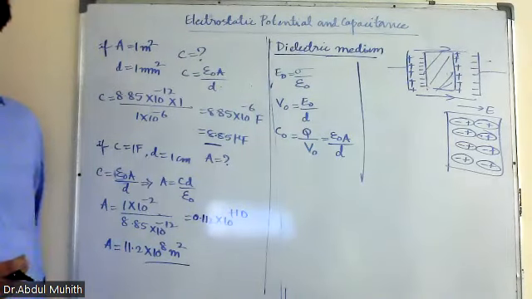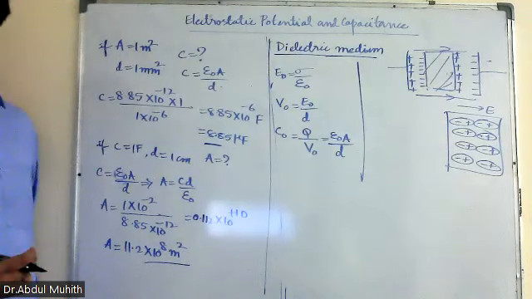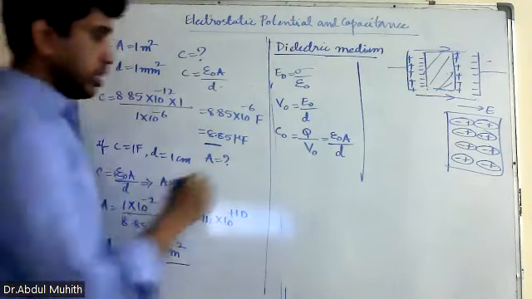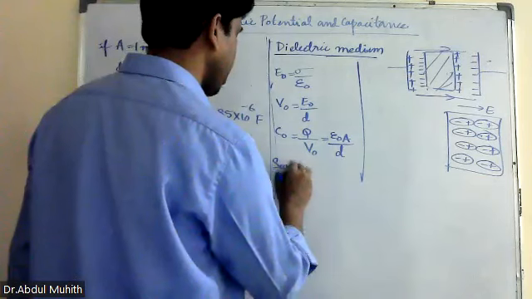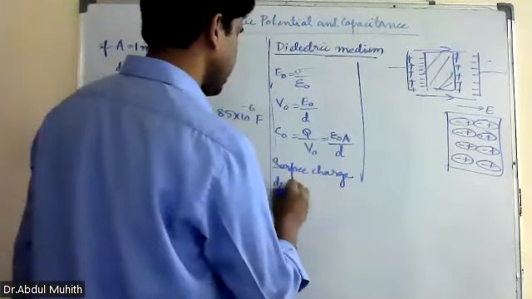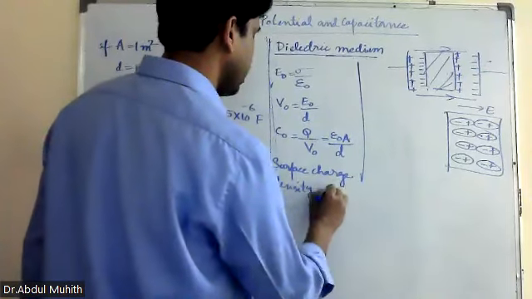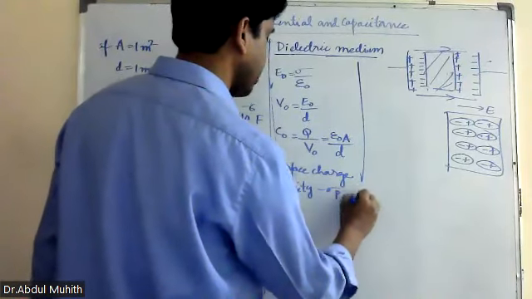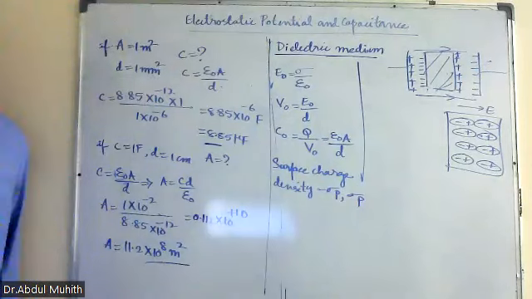So we have C0 is equal to epsilon naught A by D. Next we have surface charge density, minus sigma P and then plus sigma P.